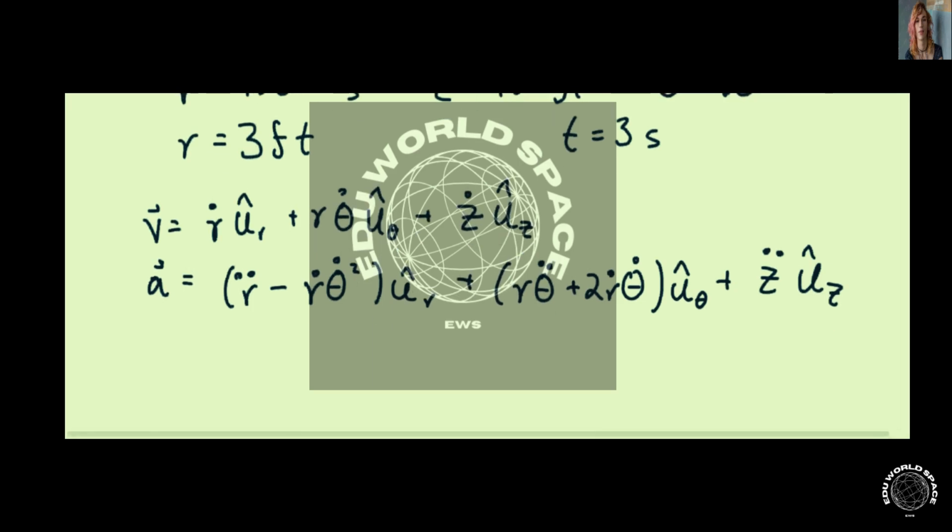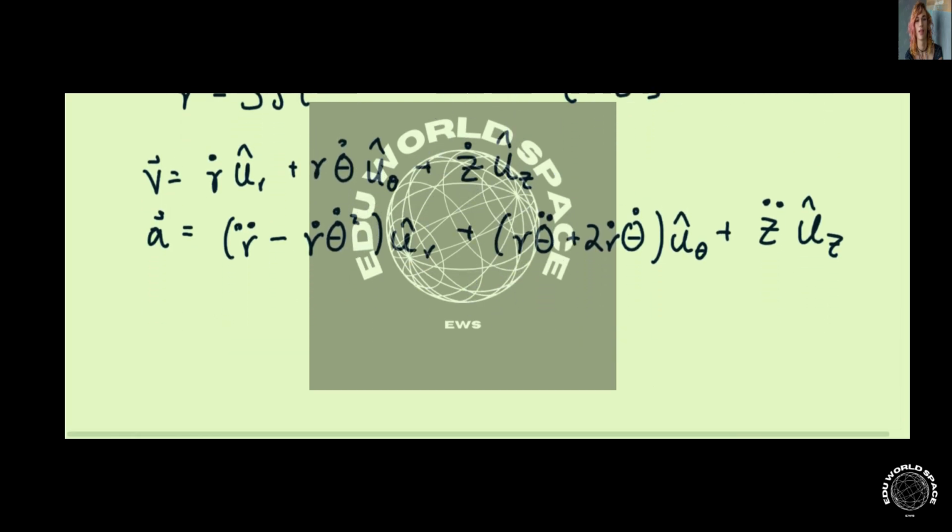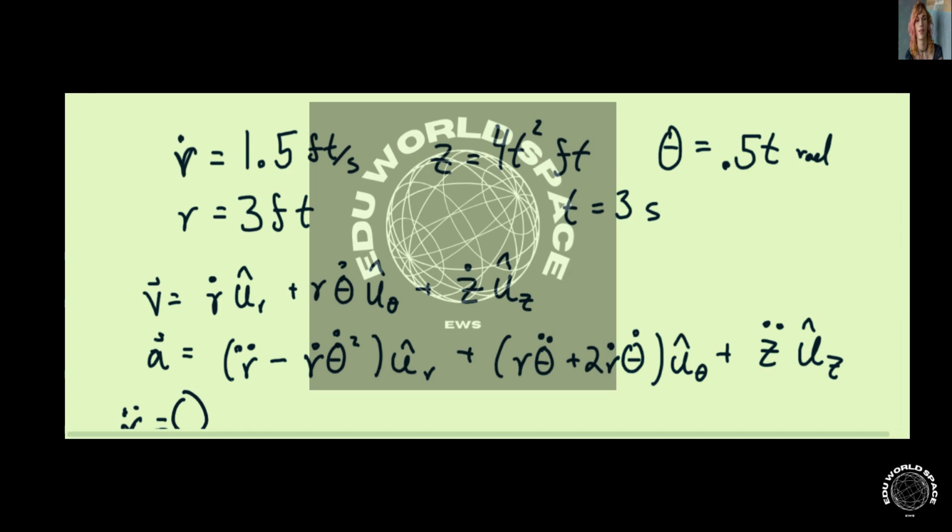I've written out the expressions for these vectors. Since each component vector is at a right angle with every other component vector, we can find the magnitude of each vector by square rooting the sum of each component squared. In order to get those, we'll first need to substitute in all of these dots and variables we have here. So we have everything we need except for z dot, z double dot, r double dot, theta dot, and theta double dot. We'll start with r double dot.